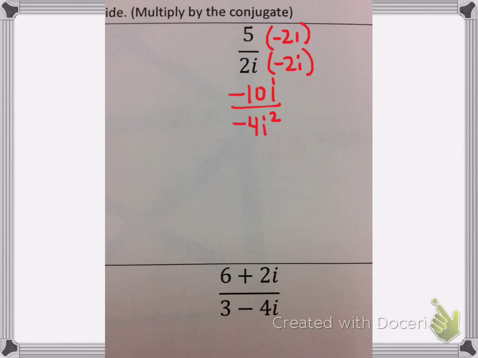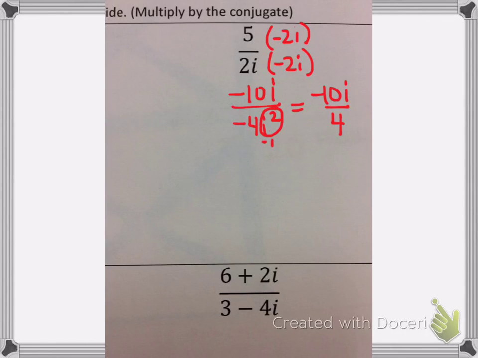If you remember last note-taking guide, we reminded you that every time you see an i squared, you're going to change it to a negative 1. So you'll have a negative 4 times negative 1 on the bottom here, which will be a positive 4. And on the top, we'll have a negative 10i.